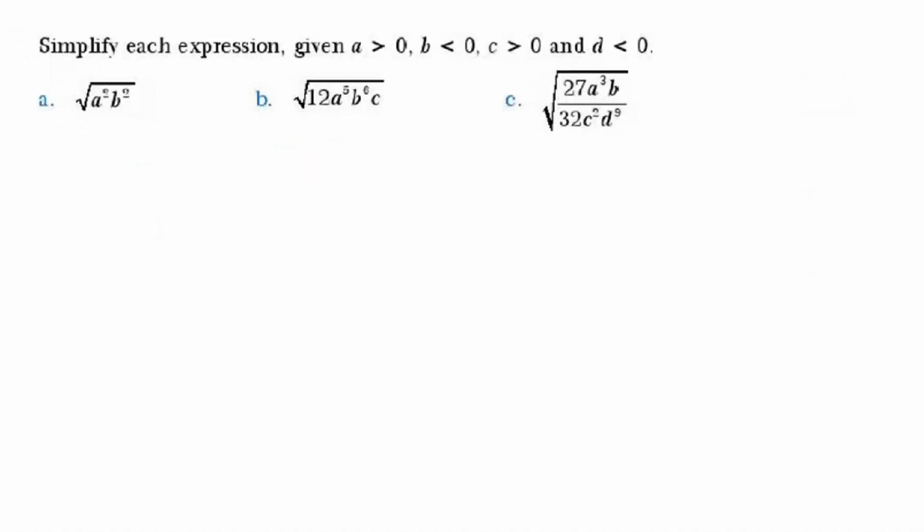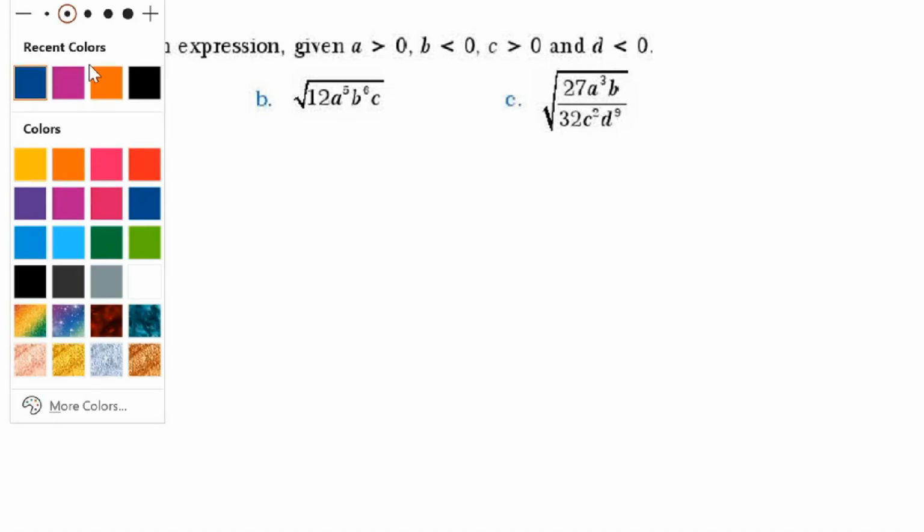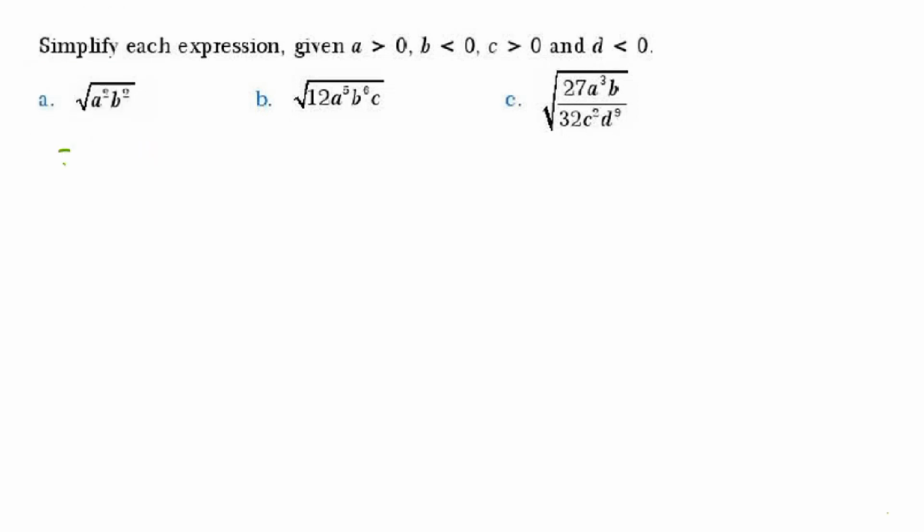Okay, so simplify each expression, given a is greater than 0, b is less than 0, c is greater than 0, and d is greater than 0. Now, to simplify the square root of a squared b squared, if you are aware of the property, we can write the answers right away. The square root of a squared is a, and the square root of b squared is b. As simple as that.